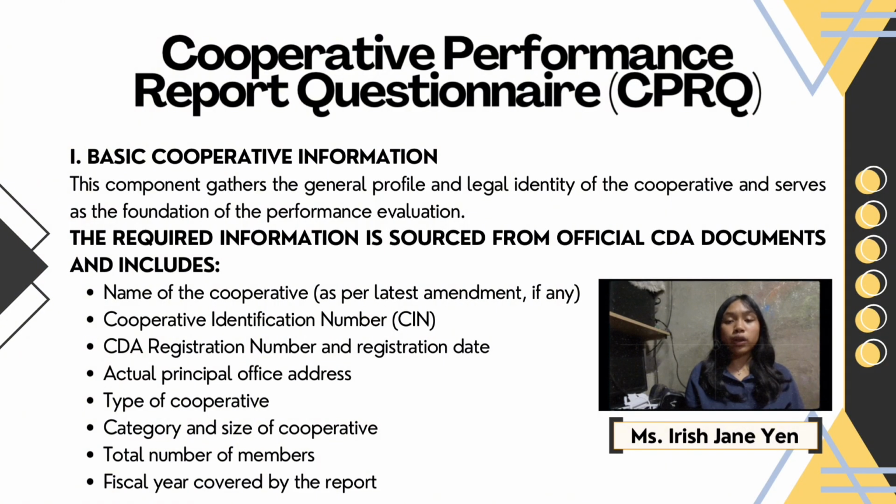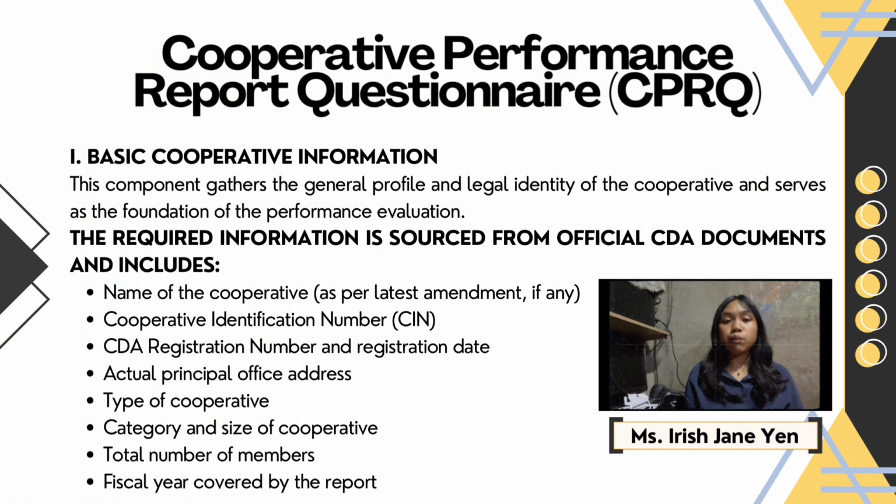All required information under this section is sourced from official CDA documents and must be accurate and consistent. The information includes the official name of the cooperative, based on the latest amendment, if any, the cooperative's identification number or CIN, CDA registration number, and registration date, the actual principal office address, the type, category, and size of the cooperative, the total number of members, and the fiscal year covered by the report.